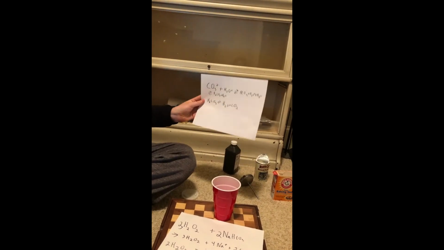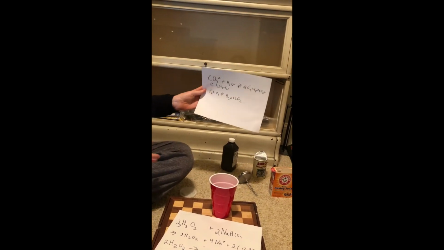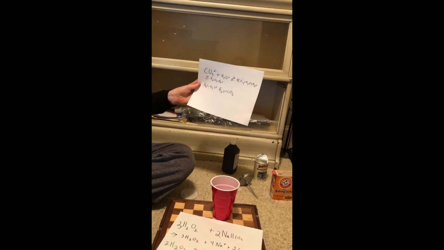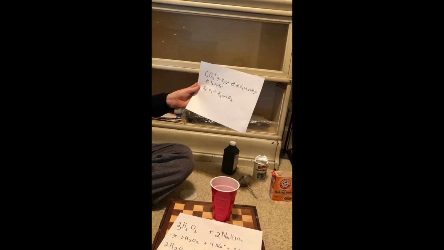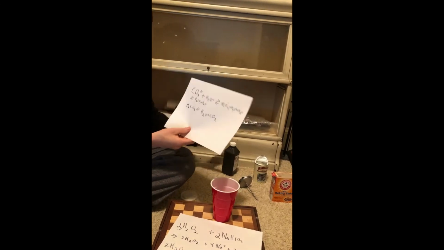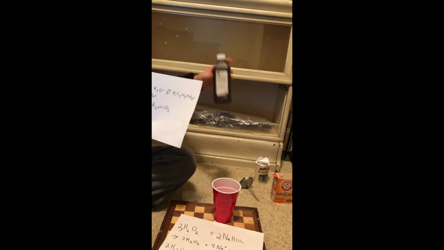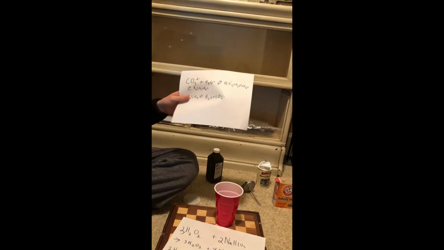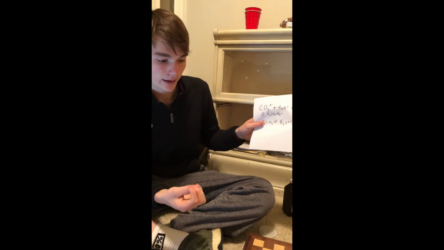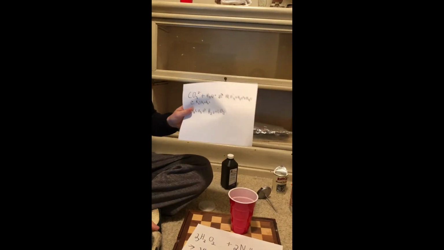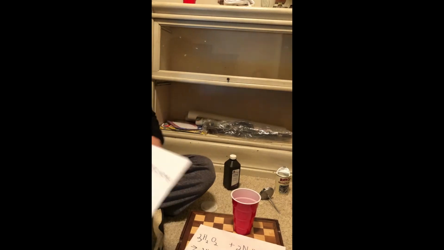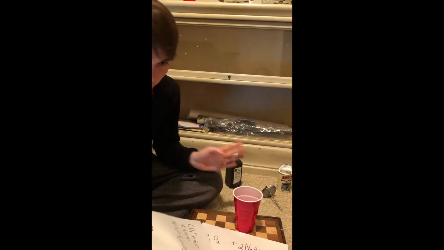So the mark of this reaction between baking powder and hydrogen peroxide is that it will bubble. And those bubbles will be carbon dioxide and some oxygen bubbles. And it will release heat. This cup will get hot to the touch.